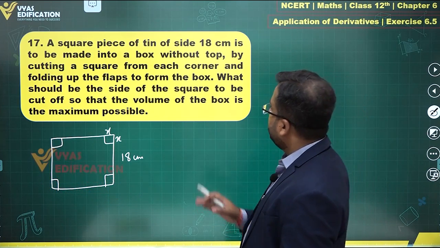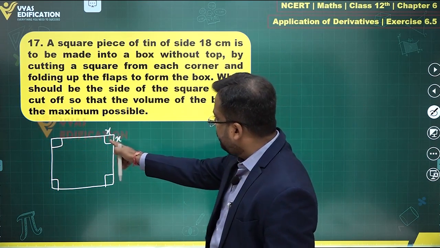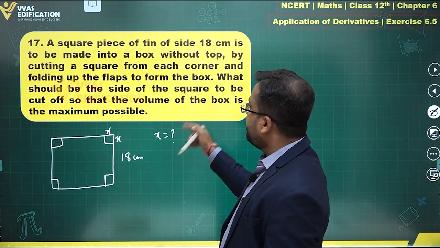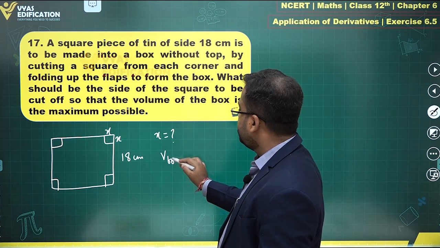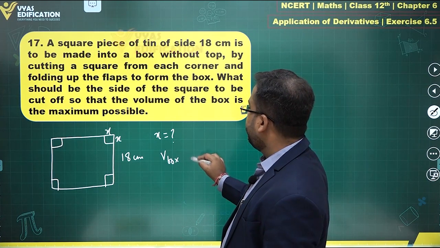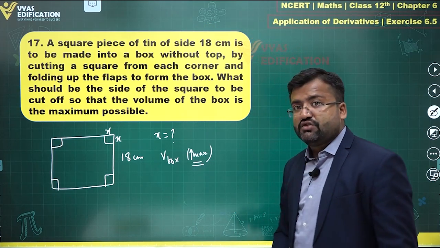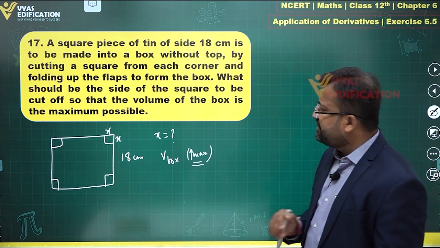Folding up the flaps to form the box. What should be the side of the square? This x is equal to question mark, so that volume of the box is maximum. Right? This has to be maximized. So we'll write volume of the box in terms of that x somehow.